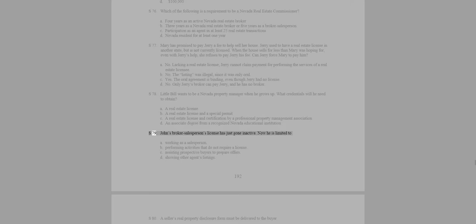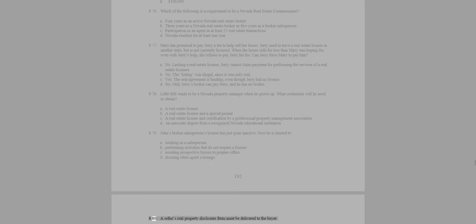S79. John's broker salesperson's license has just gone inactive. Now he is limited to A. Working as a salesperson. B. Performing activities that do not require a license. C. Assisting prospective buyers to prepare offers. D. Showing other agents' listings.